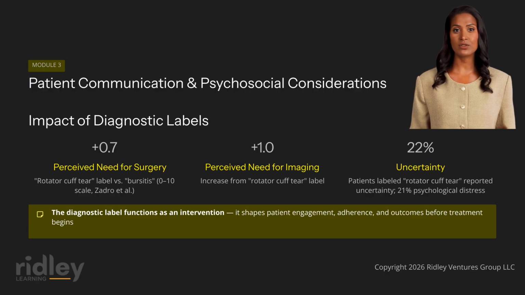bursitis by a mean difference of 0.7 points on a 0 to 10 scale, while also increasing perceived need for imaging by a mean difference of 1.0 points and increasing perceived seriousness of the condition. In qualitative analyses, patients labeled with rotator cuff tear more frequently expressed psychological distress at 21%, uncertainty at 22%, perception of a serious condition at 15%, and poor prognosis at 9%, and were more likely to perceive a need for surgery at 19% compared to those who received more benign labels.